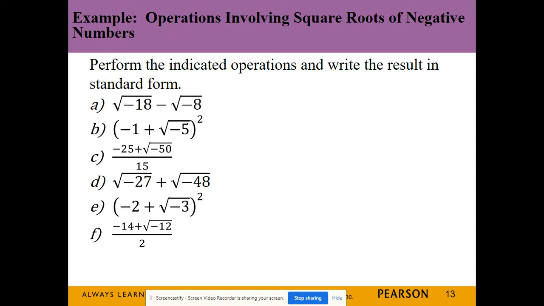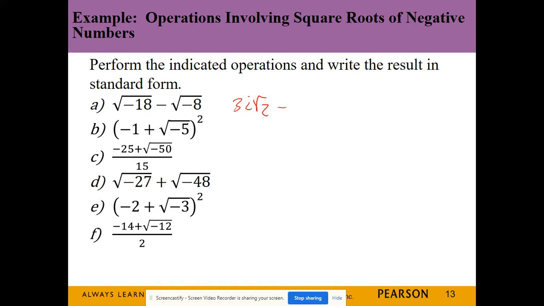All right, so again, I would simplify both radicals first for part A. Square root of negative 18. Well, I can break 18 into 9 and 2. So the square root of 9 is 3, and that negative is going to come out. So you're going to have 3i root 2.